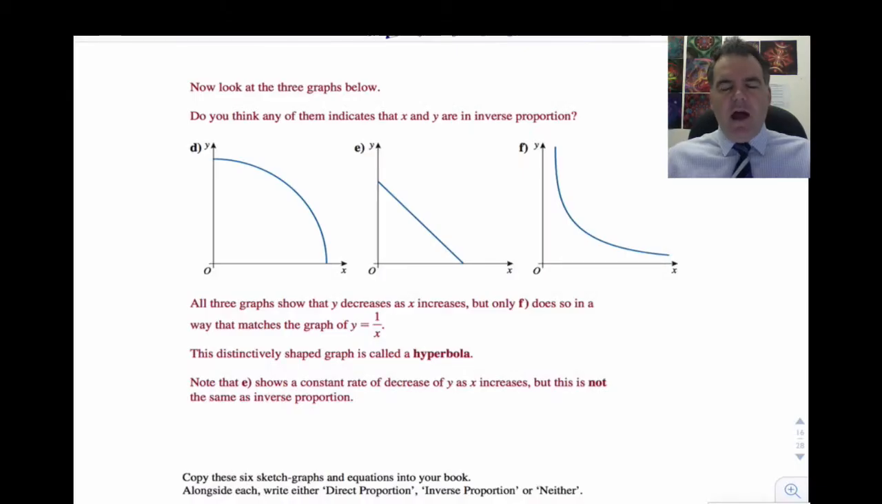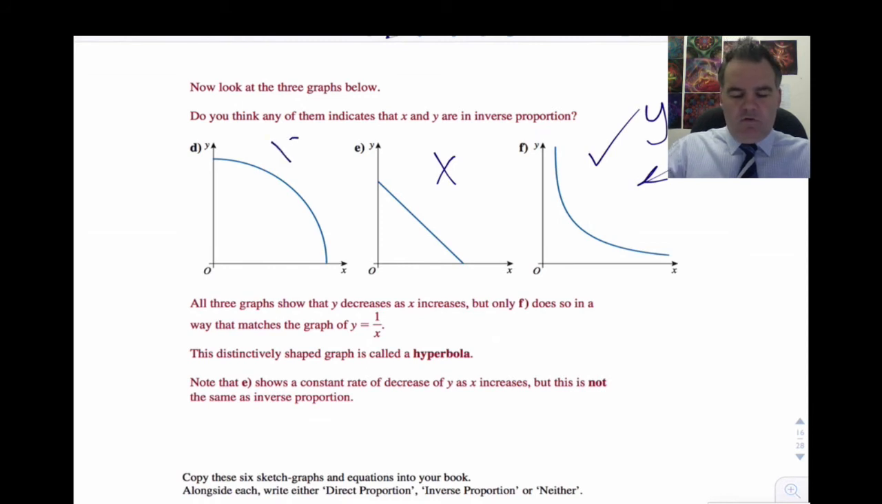If we have a look at the graph, which one of those three graphs shows us inverse proportion? Well, it's certainly not this one. Even though as one is increasing, the other is decreasing, it certainly doesn't fit the bill of y equals 1 over x. And we know what the graph of that looks like. That is this one here. So this is the one showing inverse proportion, not this one here either. So that third graph there shows us what inverse proportion would look like.